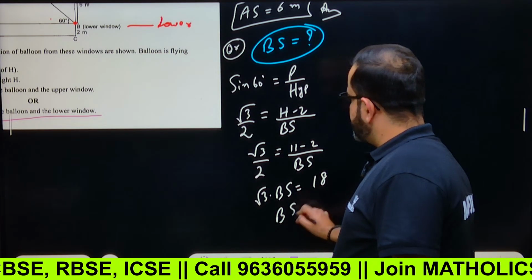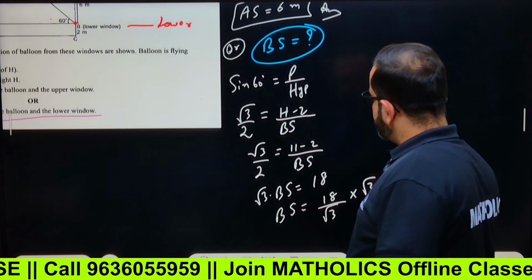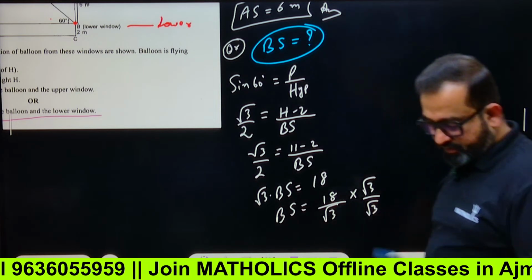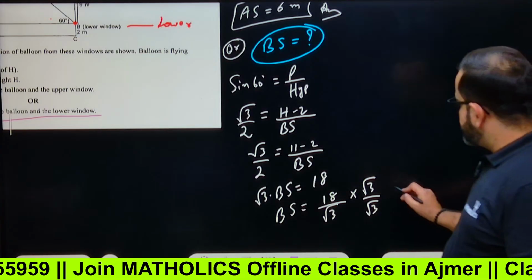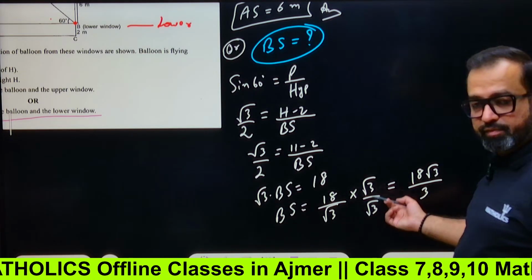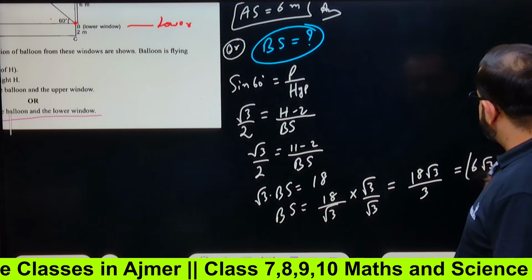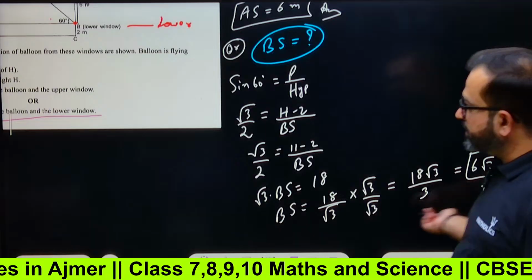So BS will be equal to what? 18 by root 3. You just multiply by root 3 by root 3. You have to rationalize it. So we'll write it as 18 under root 3 by 3. Root 3 into root 3 will be 3, and 3 into 6 is 18, so it cancels out. It will be 6 under root 3 meters. So this will be the final answer.